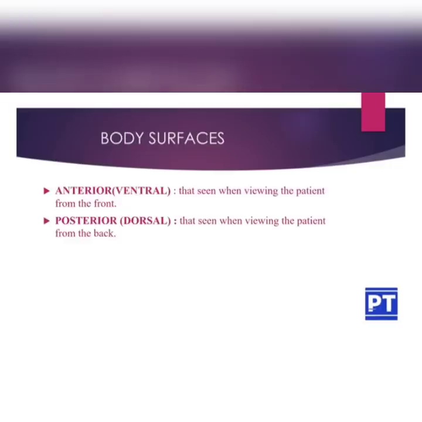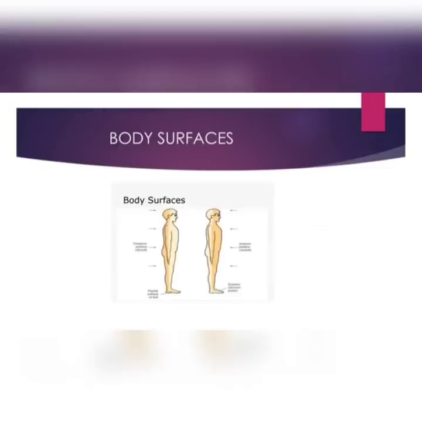Again we are moving on to the body surfaces. Anterior, ventral, that's seen when viewing the patient from the front. Posterior or dorsal, that's seen when viewing from the back. Here are the two images showing the body surfaces. This is the anterior surface when viewed from the front, and this is the posterior surface when viewed from the back.